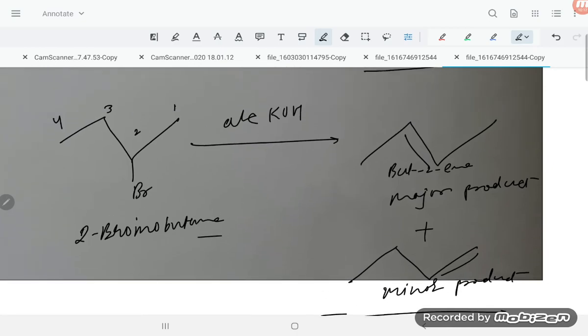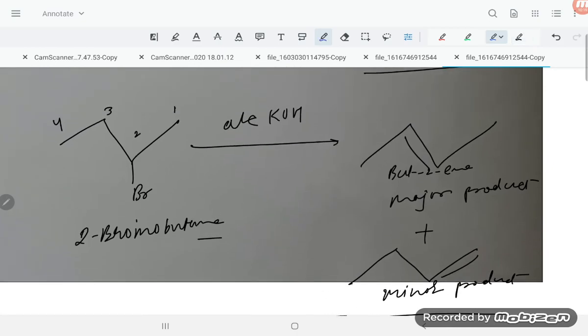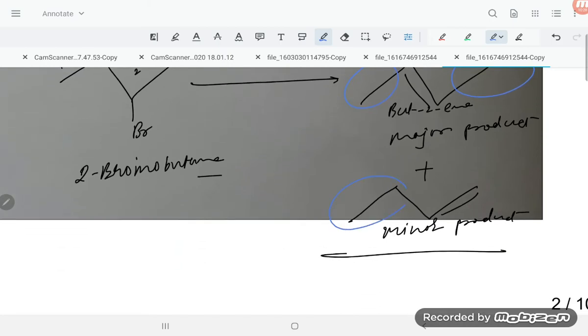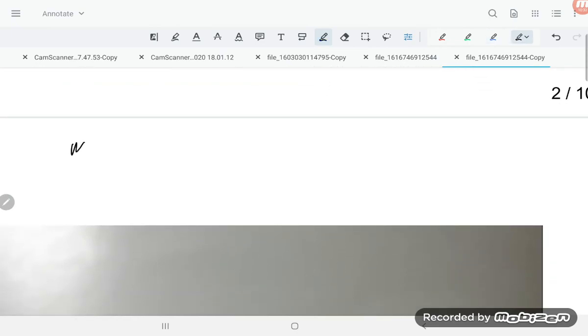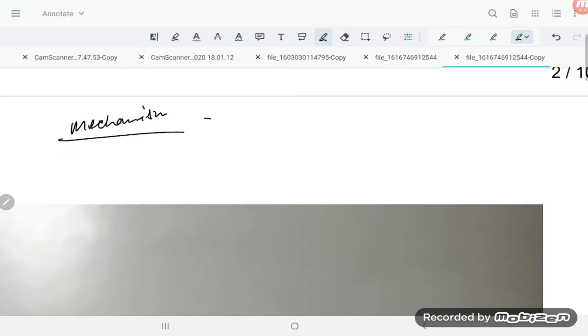Why unstable? Because we know, student, as in so many videos in this series I have told you, the greater the number of alkyl groups, the greater the stability. One alkyl group, two alkyl groups, so the one with 2 R groups is more stable. Here is only 1 R group, so that is less stable. Let us have a look at the mechanism, student. I already told you the mechanism is followed by a single step.